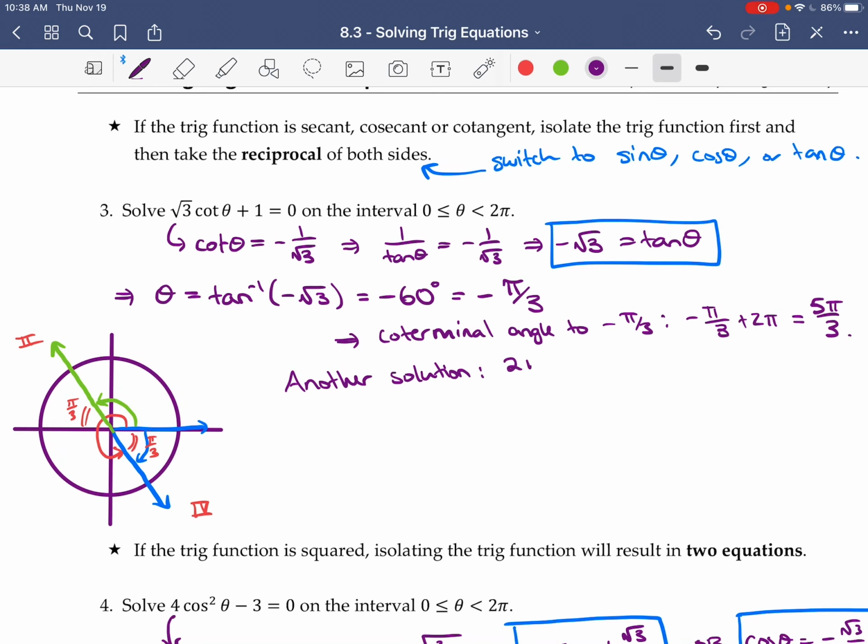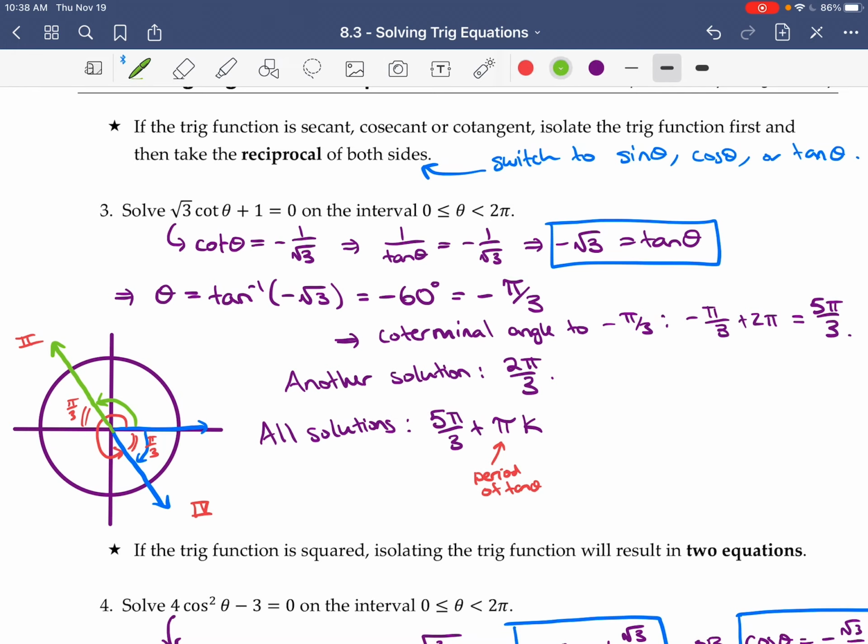Is 2 pi by 3. That's in the interval. Okay, but another way you can find that, you could actually just say all solutions for tan are given by my original solution. Now you could use negative pi by 3 or 5 pi by 3, doesn't matter, plus multiples of pi, the period. Okay, so this is the period of tan. So you add multiples of the period.